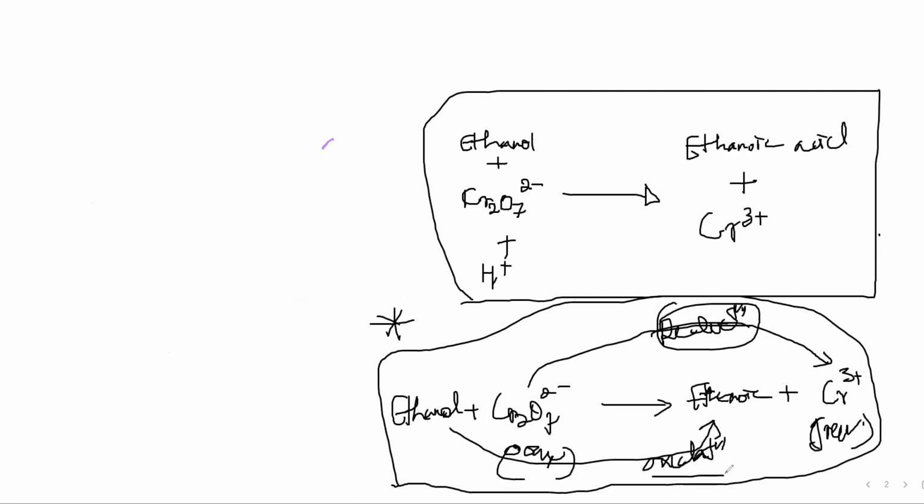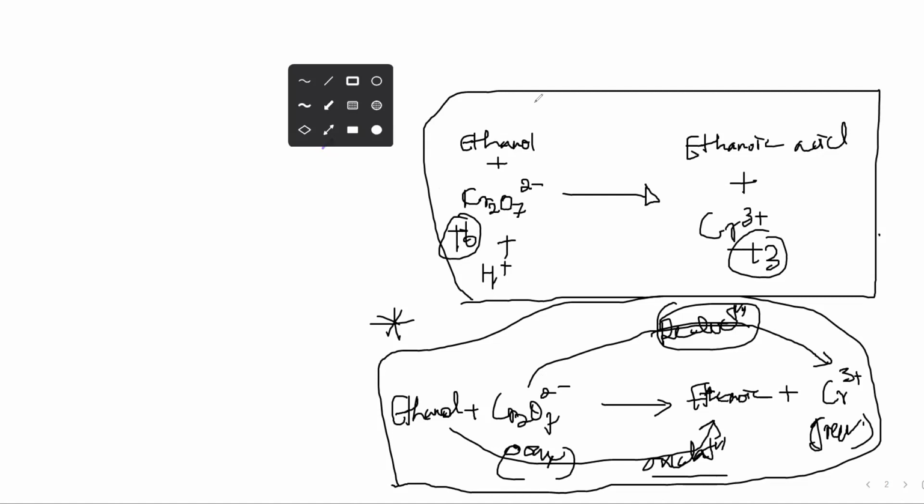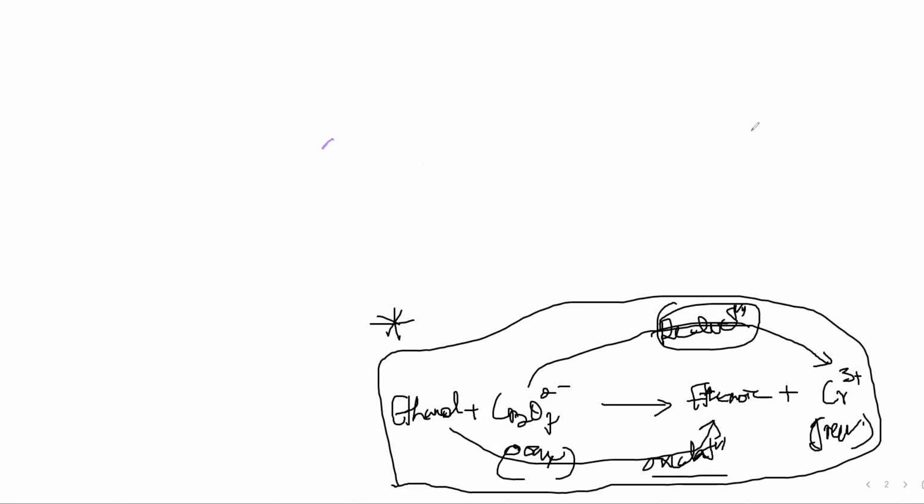Ethanol to ethanoic acid is oxidation. Why? It has gained oxygen. Then for sure the other one should be reduction. Or in other terms, this has an oxidation state of +6 and this has an oxidation state of +3. So if the oxidation number reduces, then it is reduction. That means Cr2O72- is the oxidizing agent. Okay, now forget about all the definitions, yes, that is the oxidizing agent.